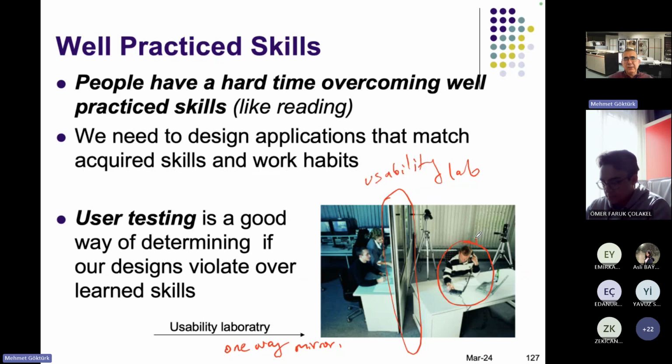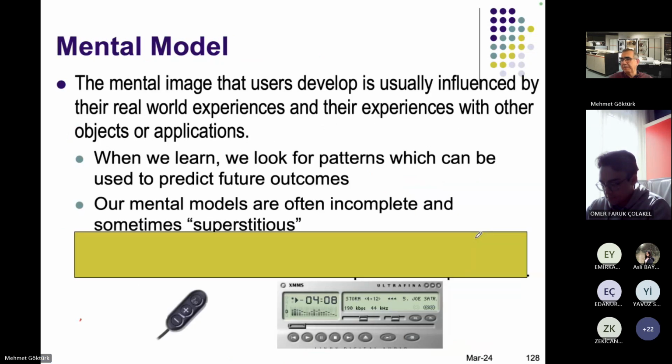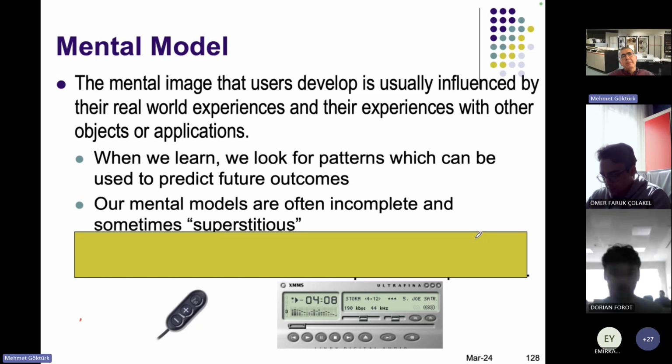So let me start. This was last week's last slide. Today I'm going to go through mental models, and then I will start discussing the properties of good user interfaces. When designing our user interfaces and systems, we will try to follow general guidelines which have been described by many scientists and researchers.